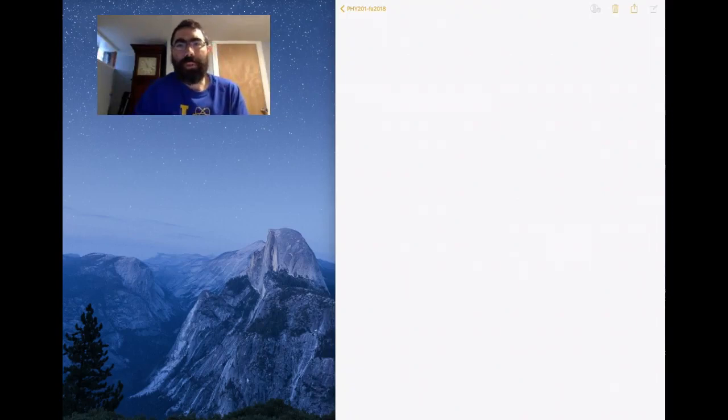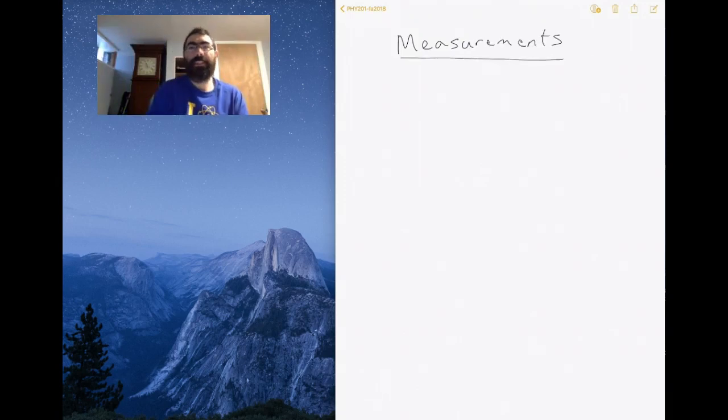So what I want to talk about now is instruments used to actually measure the pressure in a fluid. So let's look at pressure measurements. There are two devices that I'm going to go over qualitatively. The first one is a manometer.